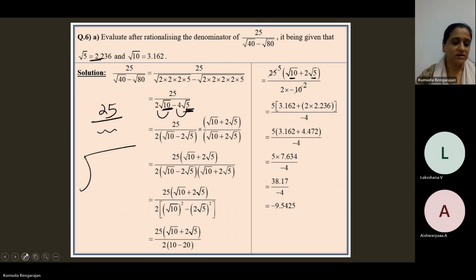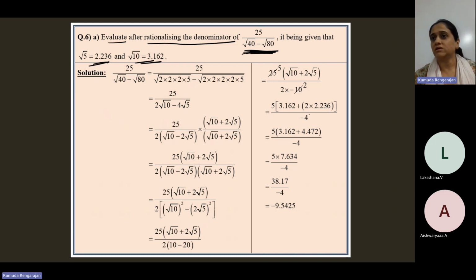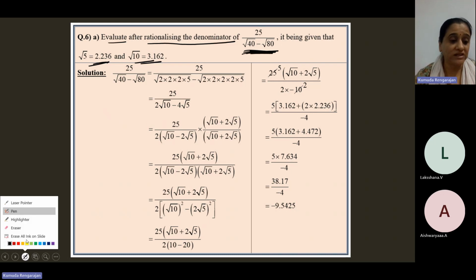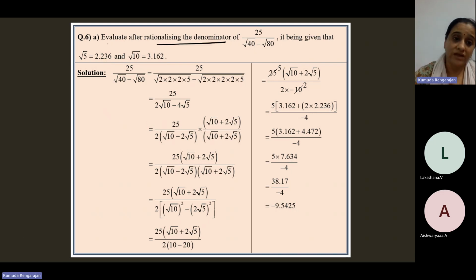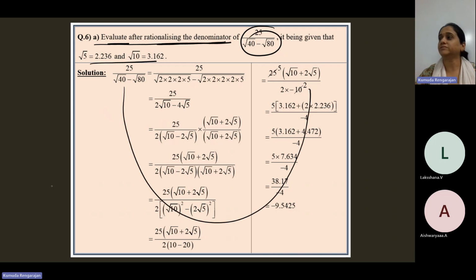We have instructions in the question also. See here, rationalize the denominator and then evaluate. Even if that instruction was not given, if the question was simply evaluate this, given that root 5 is this and root 10 is this, even then this is the procedure. We are not doing it like this only because we are instructed to rationalize and then find the value. Even if there is no instruction like this here, if this is given and this is given, this only is the procedure.